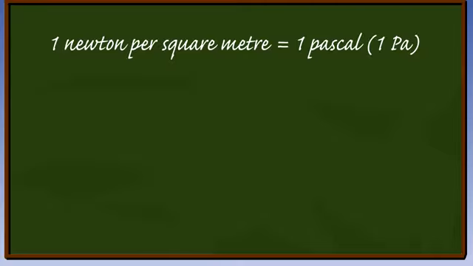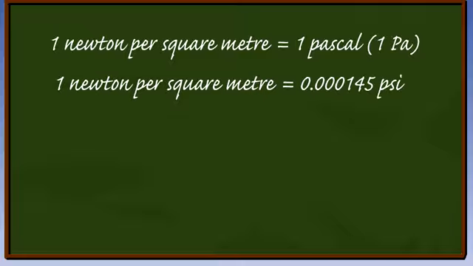In theoretical mathematics, the normal units of pressure are newtons per square metre. These units are often referred to as pascals. 1 newton per square metre equals 1 pascal. However, most aircraft gauges are calibrated in pounds per square inch, or psi. It is probably worth noting that a pressure of 1 newton per square metre is very small. It is equivalent to 0.000145 pounds per square inch.